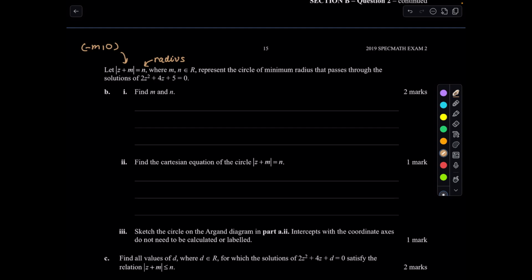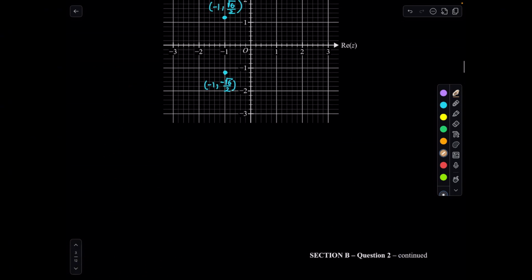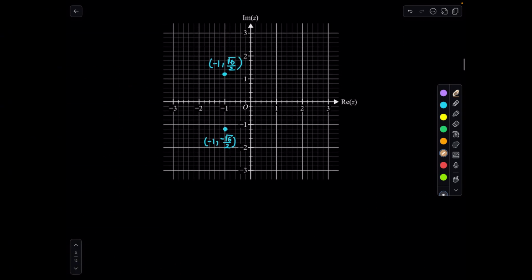Okay, we want to represent a circle of minimum radius. Minimum radius means the smallest radius that we can produce. We want the smallest radius that passes through those two solutions, and we want to find those values of m and n. So let's think of cases. Well, we can have a case where I draw a circle that passes through these two, like that. Look, it has a radius, a normal radius. But is that the smallest radius? Because remember, we want the minimum radius. If I move it a little bit further to the right, what's going to happen? I have to make it bigger. Can you see?